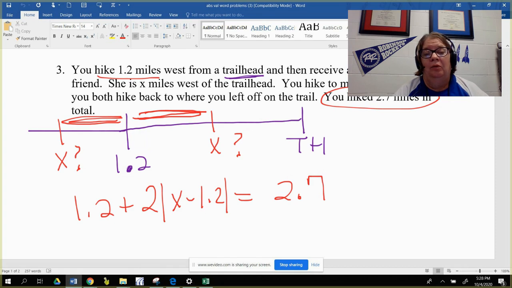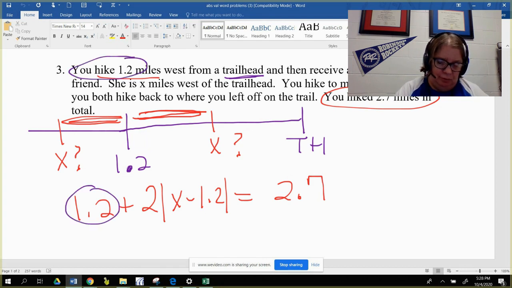Now, where did these numbers come from? This is, you hiked 1.2 miles west. That's this 1.2. This is the difference between you and your friend.